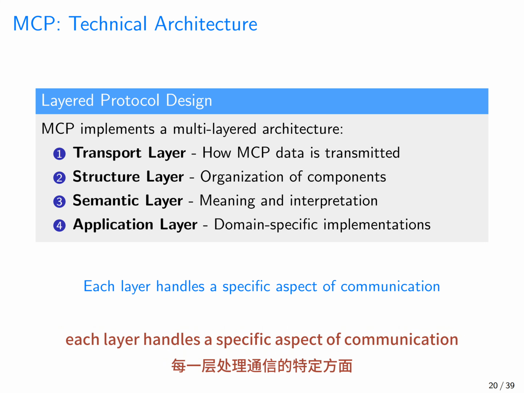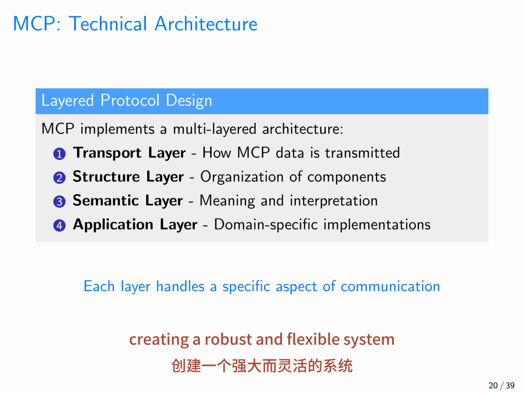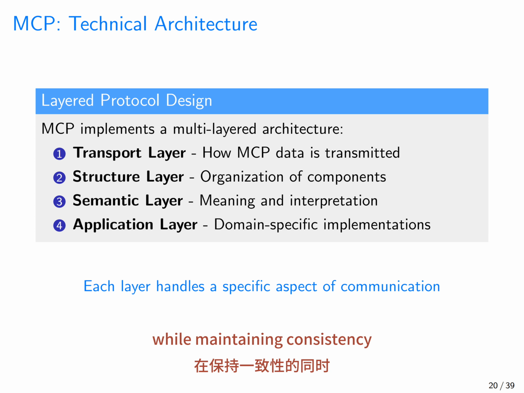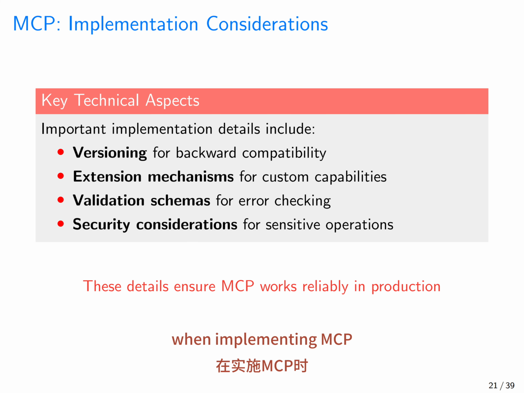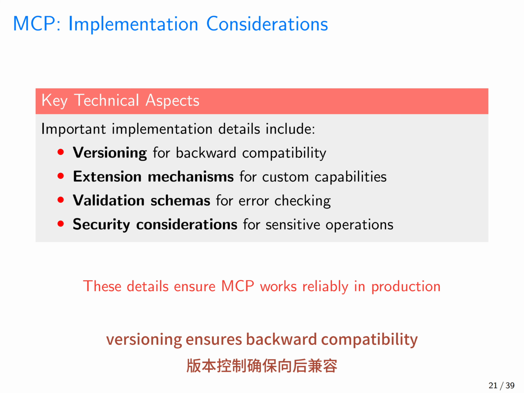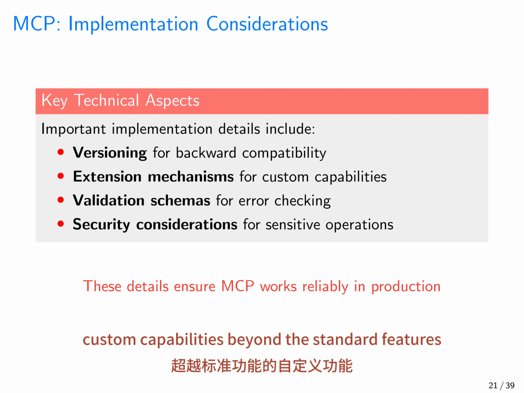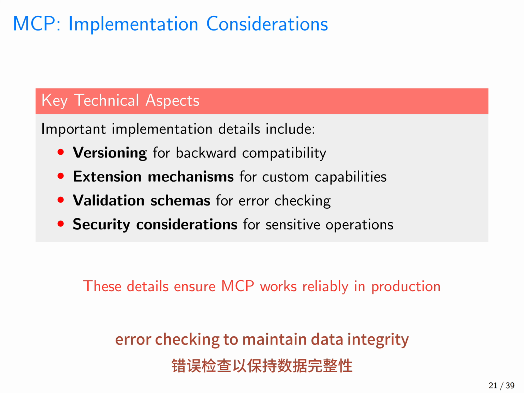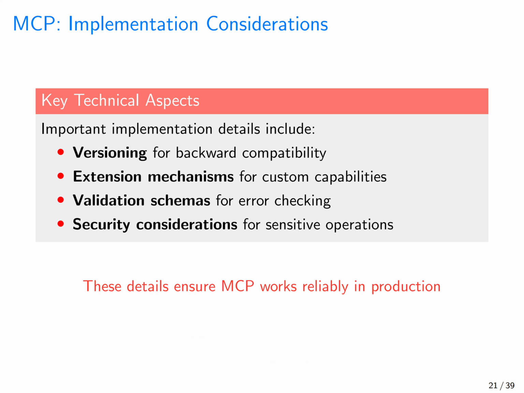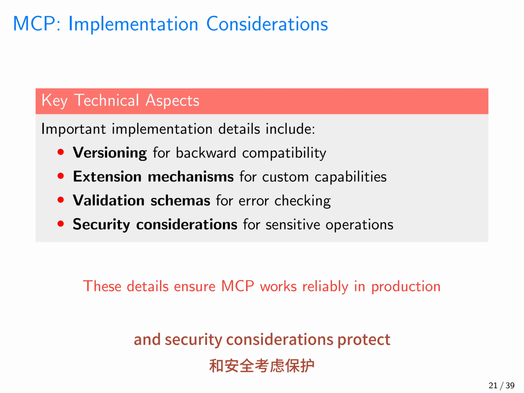Each layer handles a specific aspect of communication, creating a robust and flexible system that can adapt to different needs while maintaining consistency. When implementing MCP, there are several crucial technical aspects to consider. Versioning ensures backward compatibility as the protocol evolves. Extension mechanisms allow for custom capabilities beyond the standard features. Validation schemas provide error checking to maintain data integrity. And security considerations protect sensitive operations and user data.